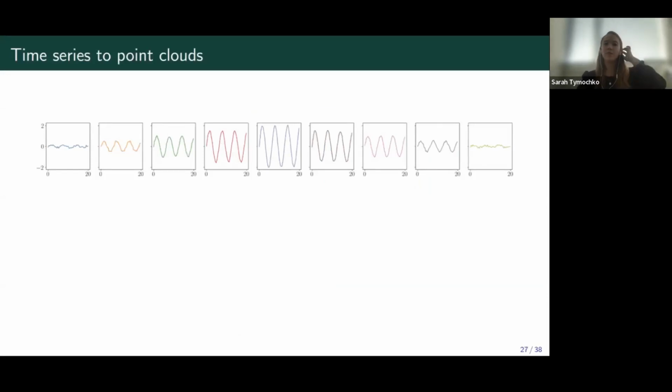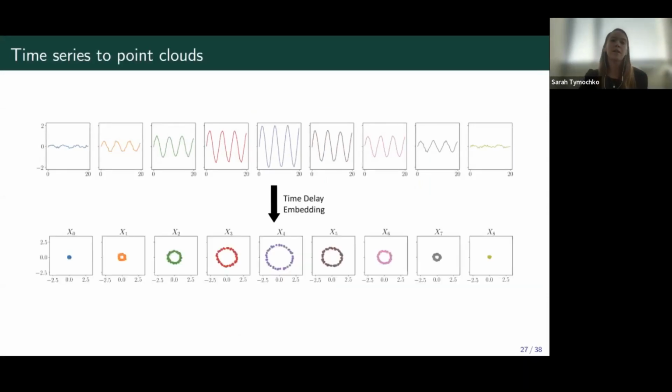Okay, so back to our noisy sine waves, we can get our collection of points through just doing a time delay embedding of each one of these time series. We of course have to embed into the same dimension to make sure that this makes sense. It's hard to compare point clouds across different dimensions. So here we now have this same sort of sequence of point clouds as I was showing for our more synthetic example a few slides ago.